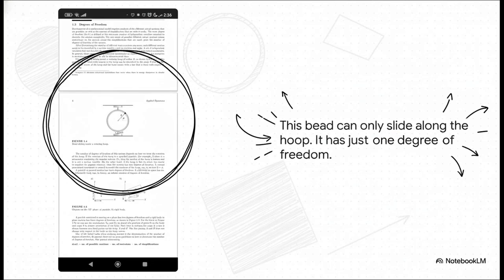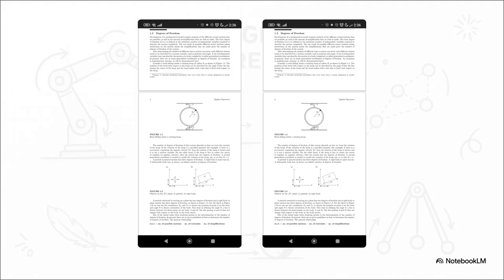Let's start with this classic example, a simple bead on a hoop. Now think about it. The bead can't fly off, it can't move left or right on its own. It's stuck on that wire. It can literally only do one thing: slide along the path of the hoop. That's one independent motion. So it has exactly 1 degree of freedom. See? Easy. Okay, time to level up just a little bit.